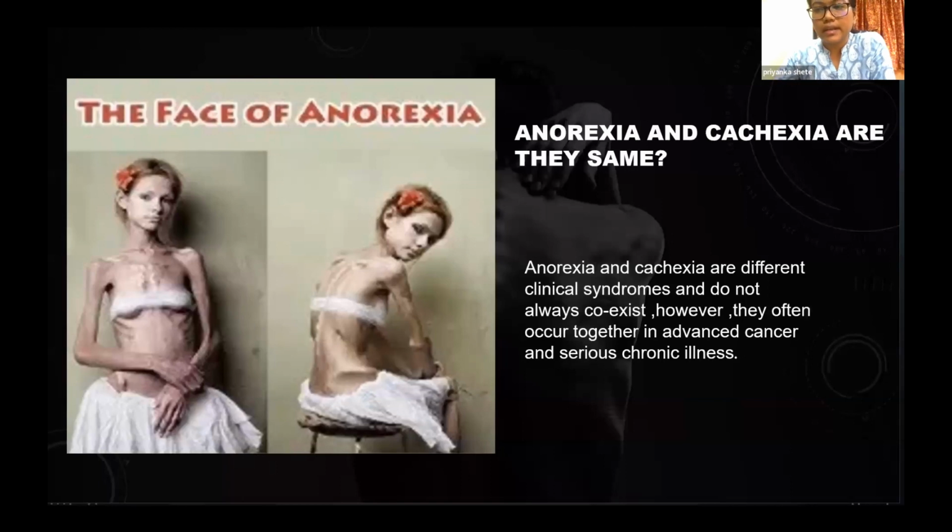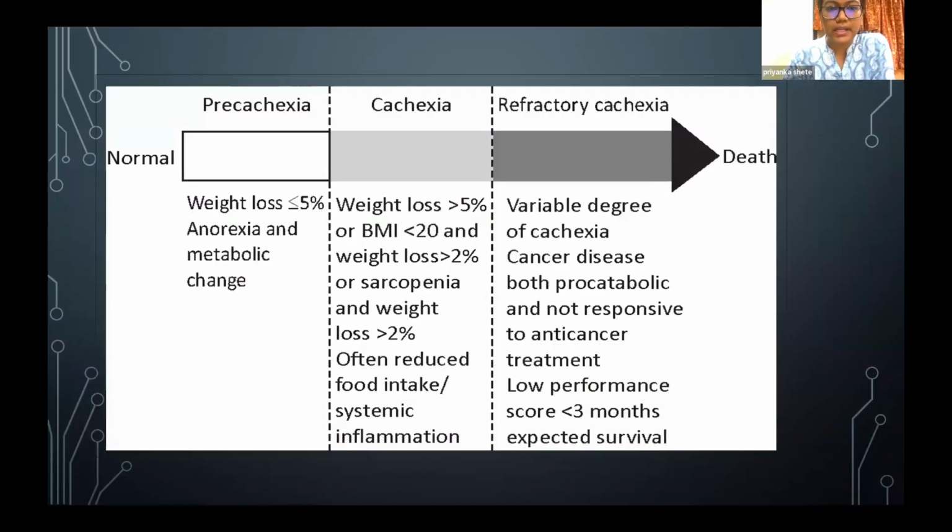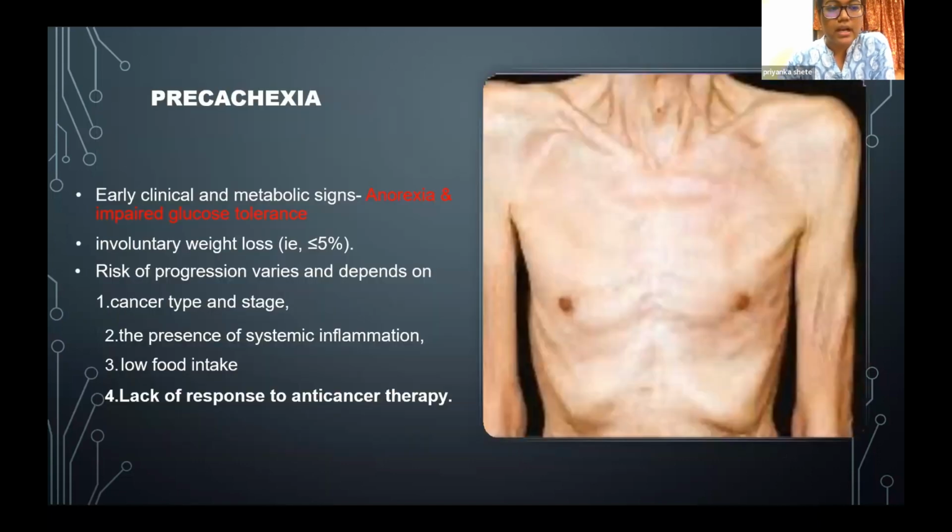Then, are anorexia and cachexia the same? No. Anorexia and cachexia are different clinical syndromes and do not always coexist. However, they often occur together in advanced cancer and serious chronic illness. Now coming to the stages of cancer cachexia. There are three main stages: pre-cachexia, cachexia, and refractory cachexia. In pre-cachexia, early clinical and metabolic signs are anorexia and impaired glucose tolerance, with involuntary weight loss equal to or less than 5%.